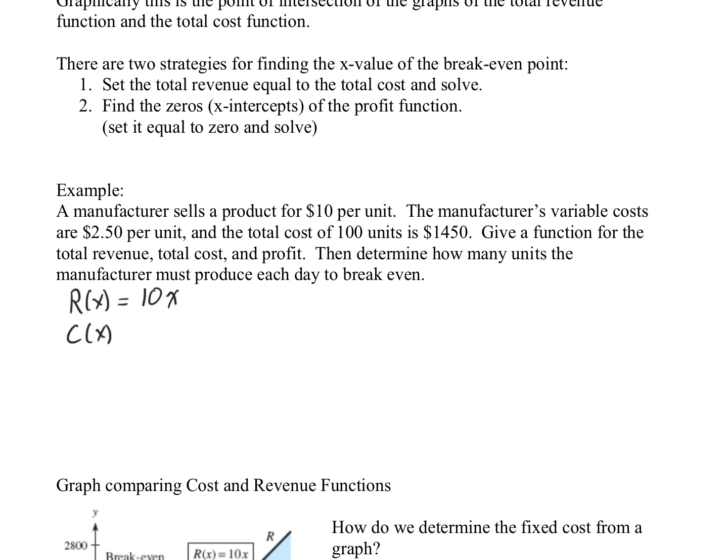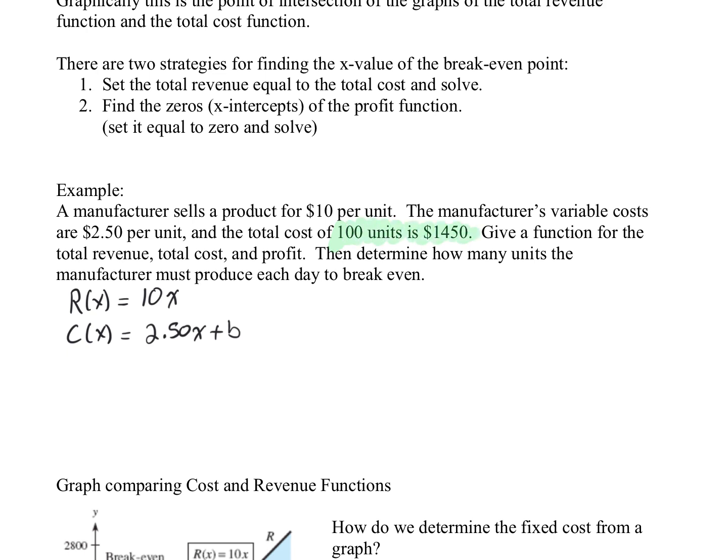Similarly, we can come up with a cost function, and the cost function is not going to be super easy to just immediately come up with. We know what the variable costs are, so it's going to be 2.50x plus some number, which is the fixed cost. But they don't actually tell us what the fixed cost is, right? They haven't said the fixed cost is $1450. They're giving us a total cost when 100 units are produced. So right now it's just plus b, but we're going to figure out what that b value is, and we're going to do so by using the information provided.